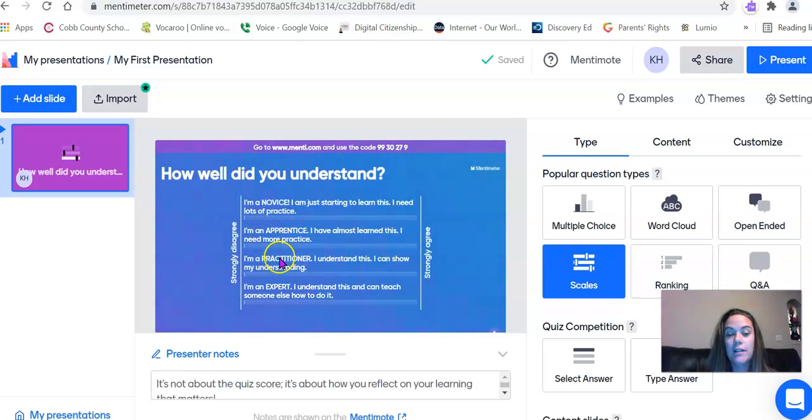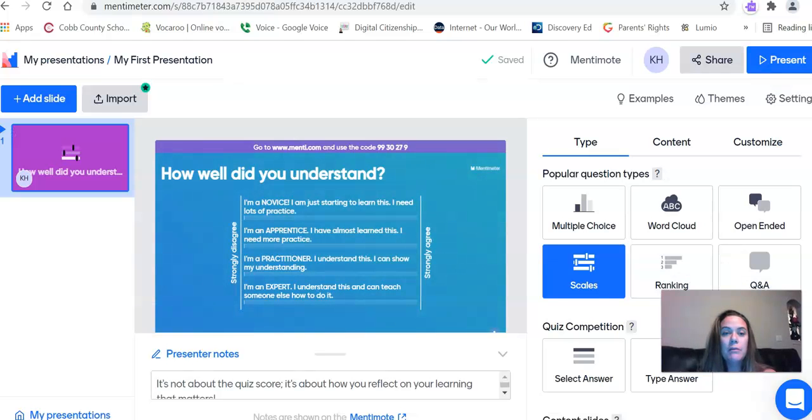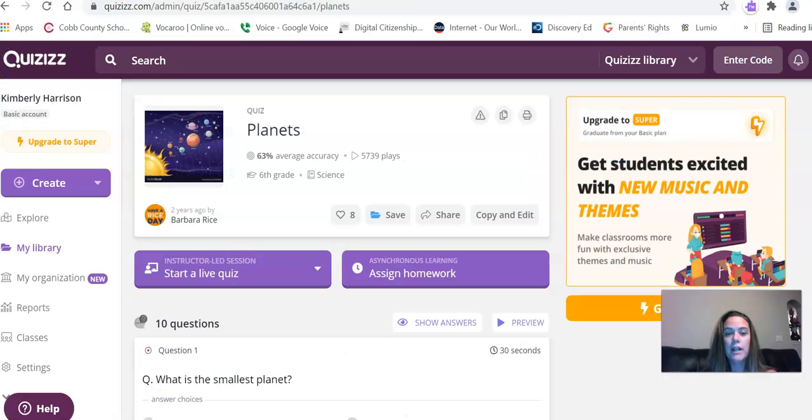I need more practice. I'm a practitioner. I understand this. I can show my understanding. Or I'm an expert. I understand this, and I can teach someone else how to do that. Notice how I put in descriptors so students know what novice, apprentice, practitioner, and expert mean. So Poll Everywhere or Mentimeter can be both of your surveys for how the kids feel about the score they got from these quizzes on planets.